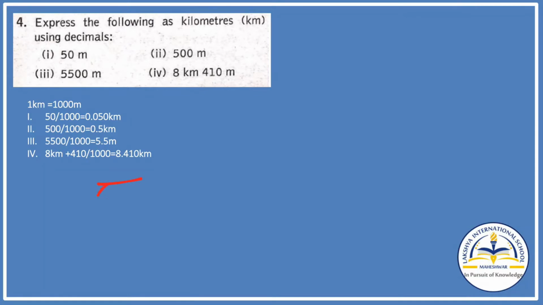Now 5500 meter, it means again we have to divide by 1000 to convert them in kilometer. It means 5.5 kilometer will be the answer. Now 8 kilometer as it is. Now 410 meter divided by 1000, it means 8.410 kilometer will be the answer.